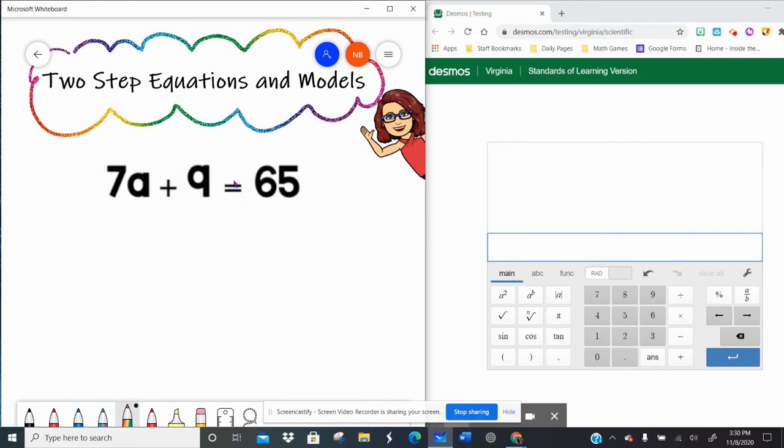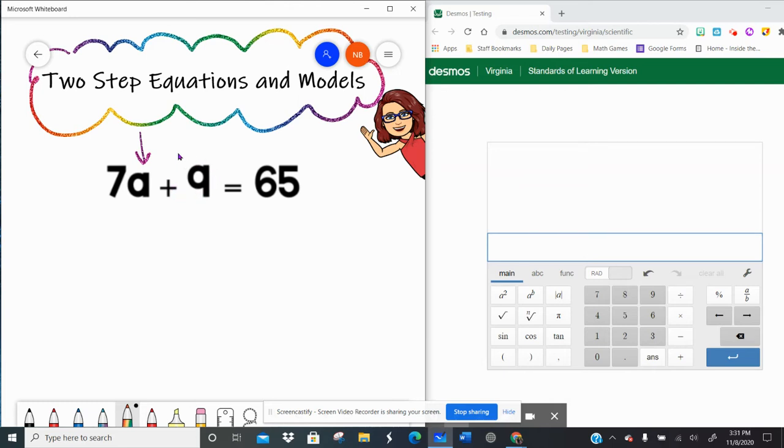When I have this equation, remember, equation because it has that equal sign, 7a plus 9 equals 65, my goal is to get that variable alone. I want the variable all by itself, which means everything that's on the side with the variable, I have to move. I do that by doing the inverse operation. I'm always going to start with the number that's on the same side with the variable, but not literally with the variable. So I'm going to start with this plus 9.